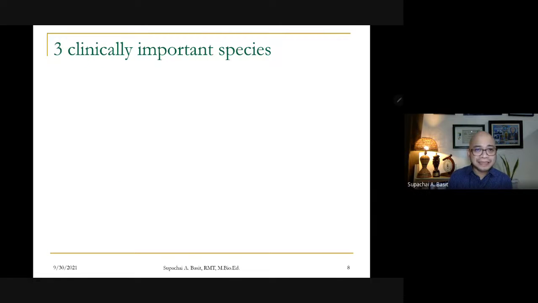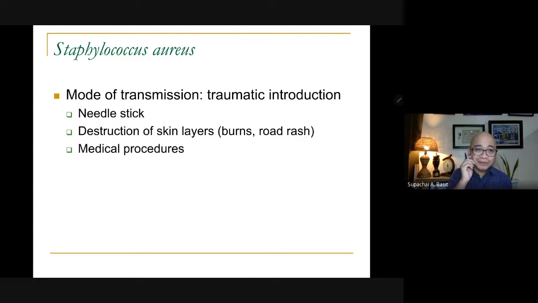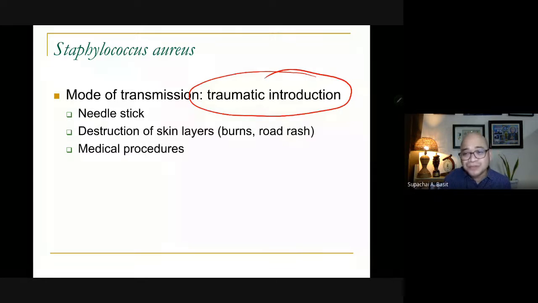So there are three clinically important species, as I told you, S. aureus, S. epidermidis, and S. saprophyticus. So Staphylococcus aureus mode of transmission would most likely be traumatic introduction, because they are mostly found in skin. So, which means that when you prick your patient, it's very important that you apply antiseptic, because the needle stick would introduce organisms if the area that you will be pricking the skin was not actually, if you did not apply antiseptics on that particular area.